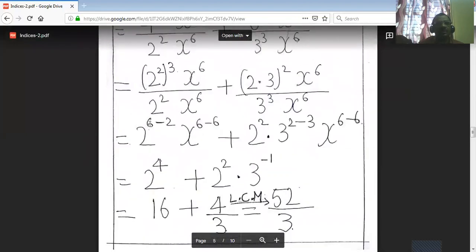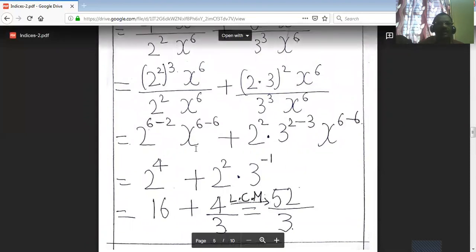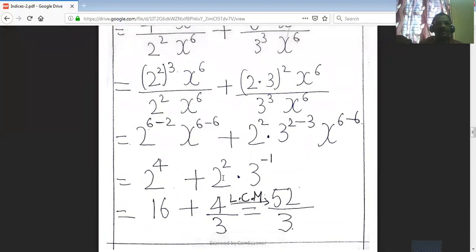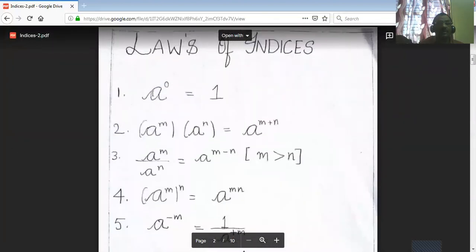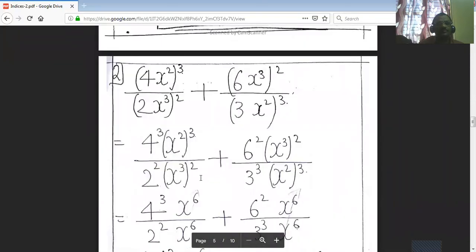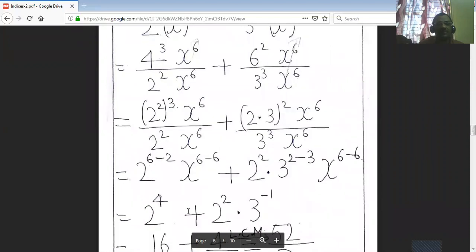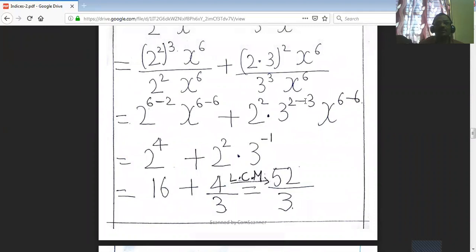Now 2^(6-2) is equal to 2^4. x^(6-6), that is x^0, that is 1. Anything raised to the power of 0 is equal to 1; that law is also there. Look at this, this is what the law is: a^0 is equal to 1. Now here x^0, 6 minus 6 is 0, that is equal to 1. Now 3^(2-3) is 3^(-1). And x^(6-6) is x^0.